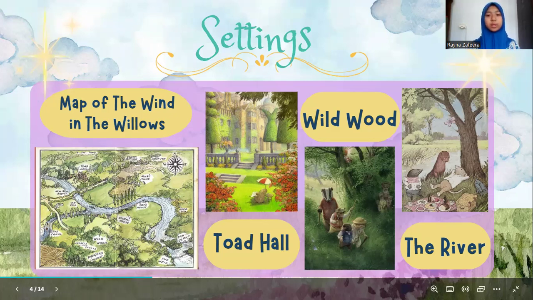Next is Wildwood. Wildwood is a forbidden place. It is where Badger and the main antagonist live, which is the weasels, toads, and ferrets. And last we have the river. The river is the home of Rat and Otter.